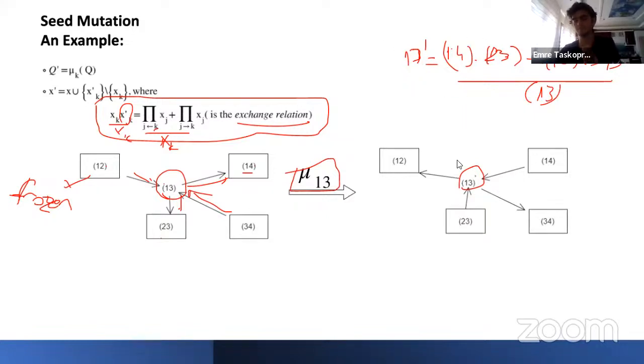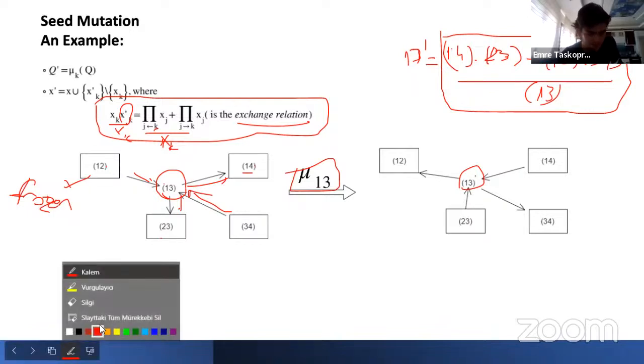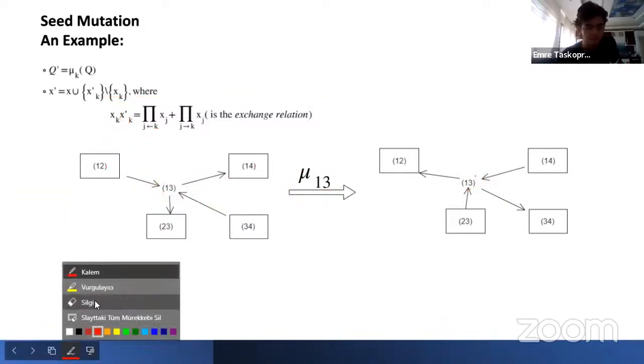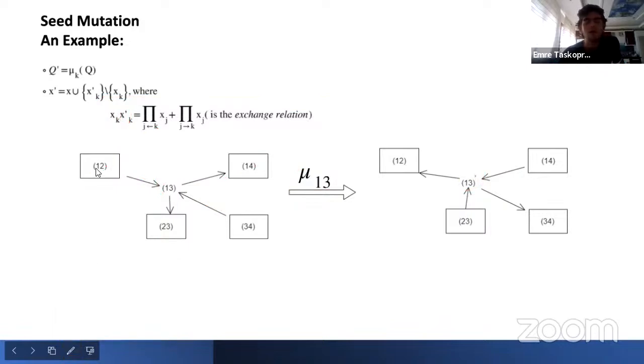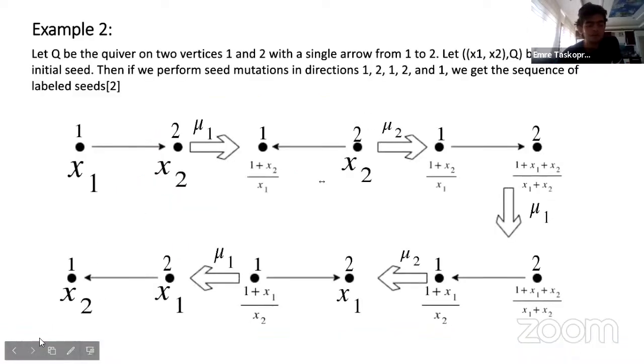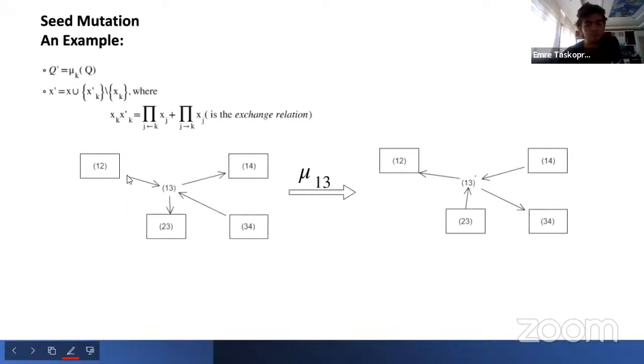And here it is. Our mutated x13 coordinate equals x14 times x23 plus x12 times x34 over x13. And as you can see here, if I clear all the writings, we exchanged all the quivers, like x13, it was before x12 to x13, and now it's x13 prime to x12, and vice versa, all of them.